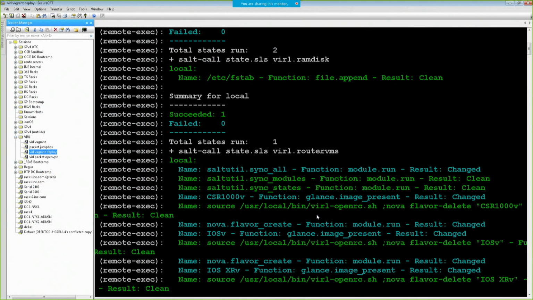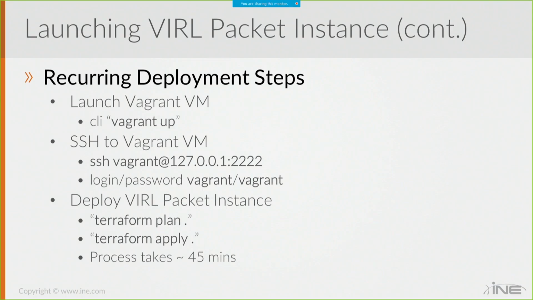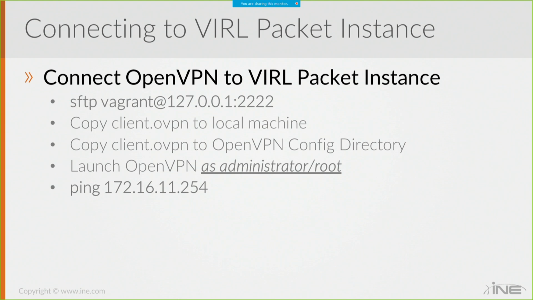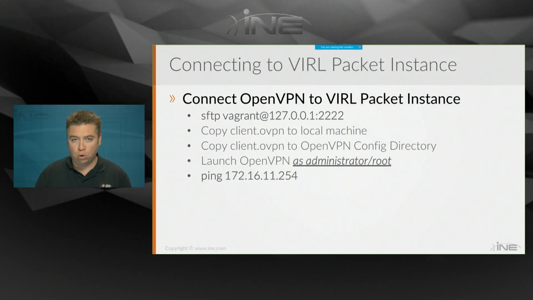So once everything is said and done, and the deployment is complete, like I mentioned, it takes normally about 45 minutes, then we're going to open VPN to the VIRL instance. And again, this is one of those other settings that you can control. If you don't want to use OpenVPN, you can edit the settings.tf file inside of the actual Vagrant box, and then tell it, I just want to connect to regular clear text through the internet.